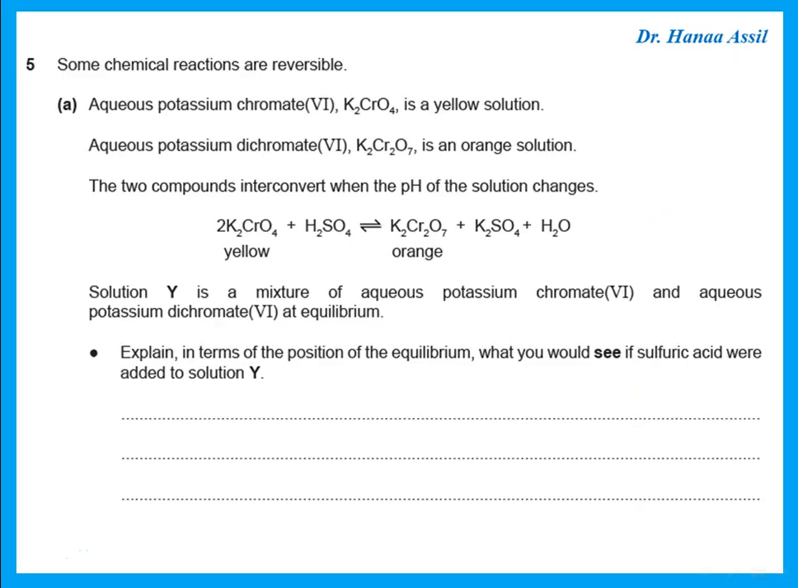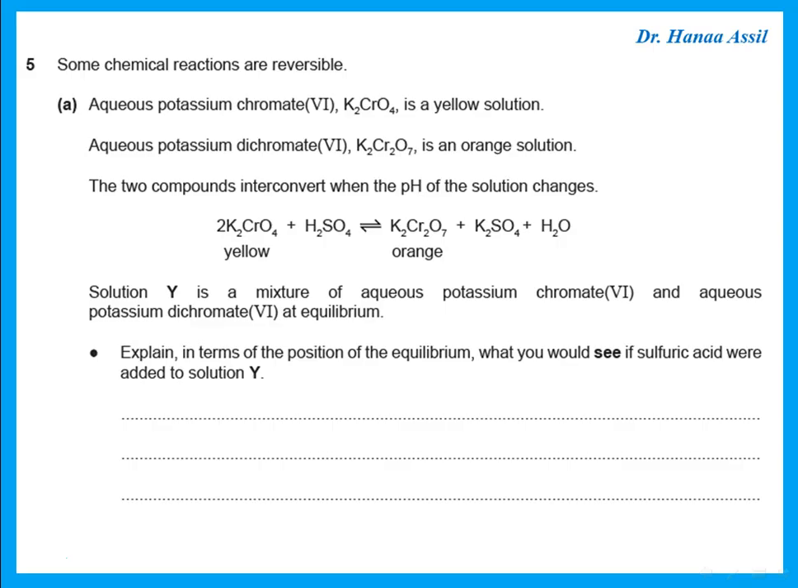Some chemical reactions are reversible. Aqueous potassium chromate is yellow. Aqueous potassium dichromate is orange. The two compounds interconvert when the pH of the solution changes. So I am changing between a yellow solution and an orange solution. Solution Y is a mixture of potassium chromate and potassium dichromate in equilibrium. So solution Y is this whole equation going back and forth.